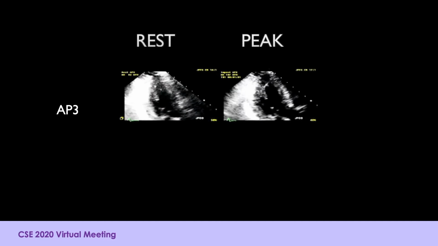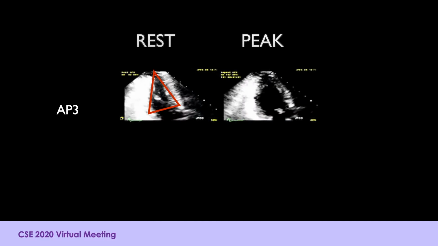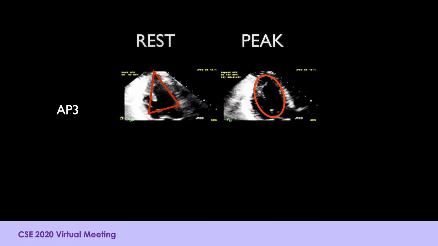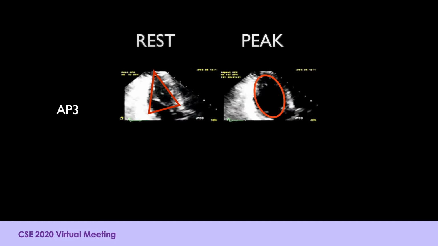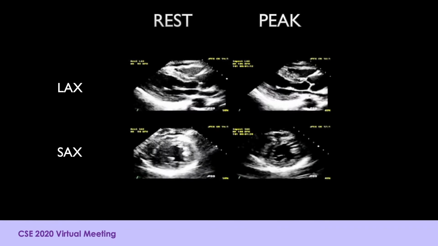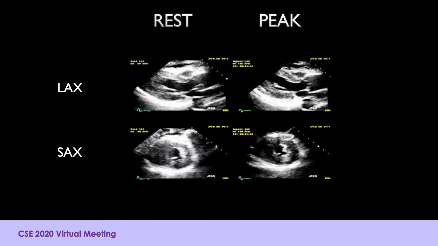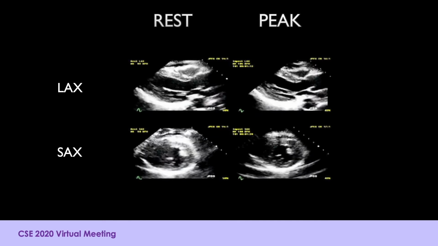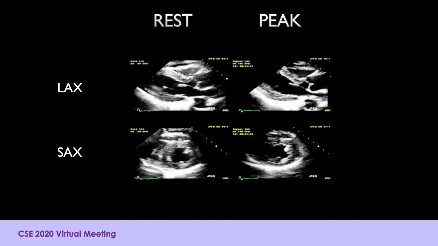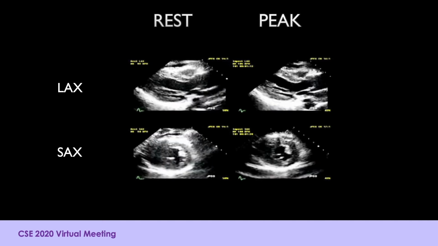The apical three-chamber view again highlights triangular shape, normal resting LV function, and at peak exercise an oval, or deformed, left ventricle. An eyeball clue to a reduced ejection fraction with significant underlying coronary disease. The short axis view is not entirely helpful a great portion of the time, but can be. Some of the reason is a small hypertrophied left ventricle can make it difficult to determine if there are wall motion abnormalities.